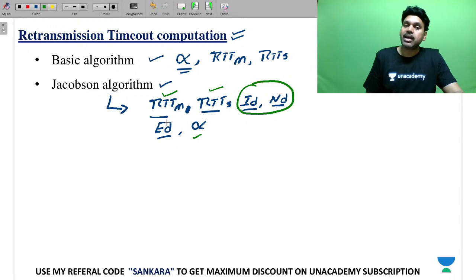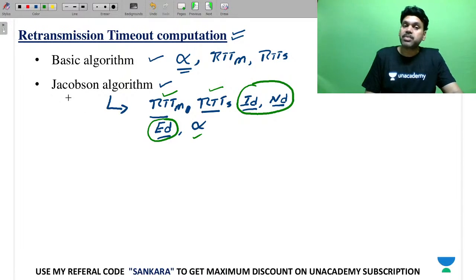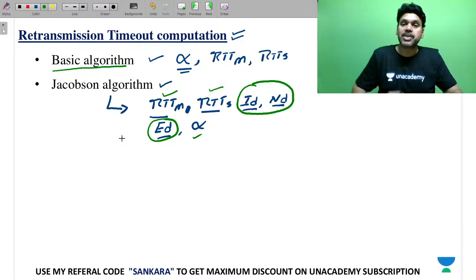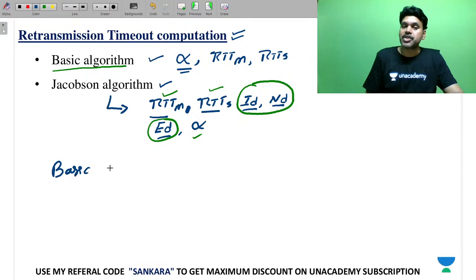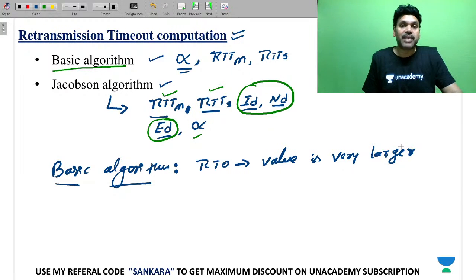Now I'm going to calculate a deviation. This deviation gives you a retransmission timeout that is not as large as with the basic algorithm. You may have a doubt: what is the difference between the basic algorithm and the Jacobson algorithm? The basic algorithm says the retransmission timeout period is very large. That's why we do not want to keep this much larger value.